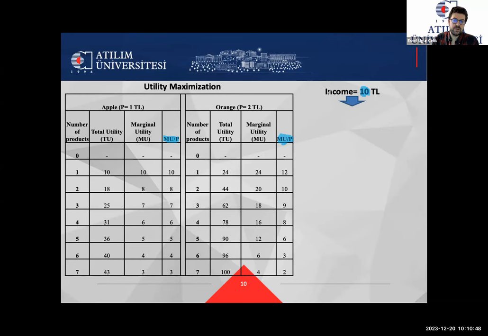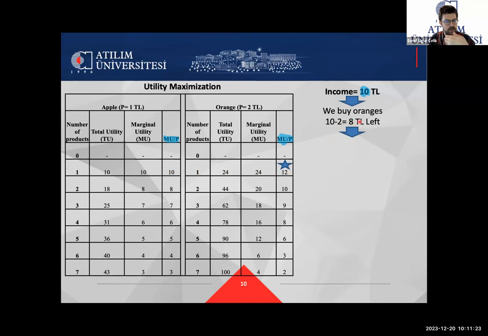If we get one orange, we get 12. If we get one apple, 10. Which one is greater? Exactly, orange. So our first selection is orange. Orange is 2 Turkish lira, so we pay 2 Turkish lira. So 8 Turkish lira left.